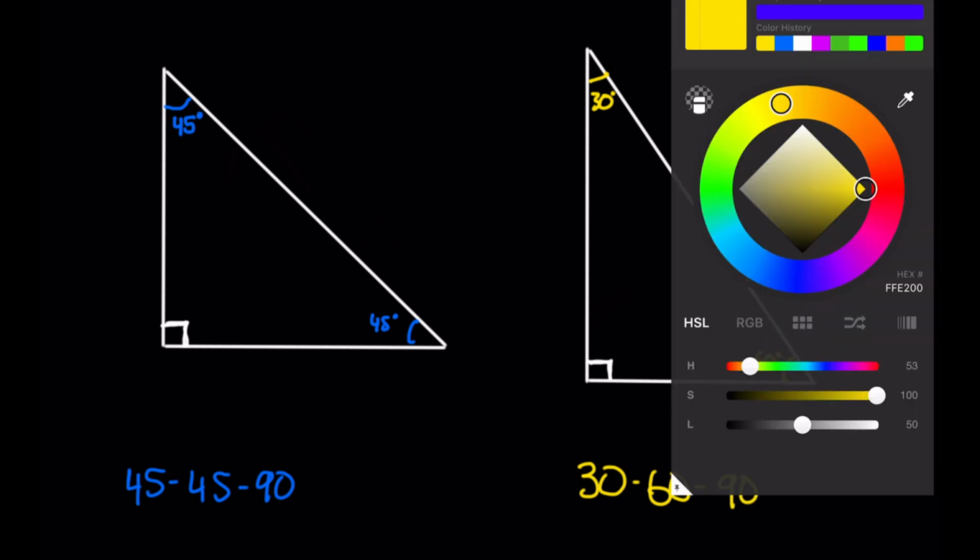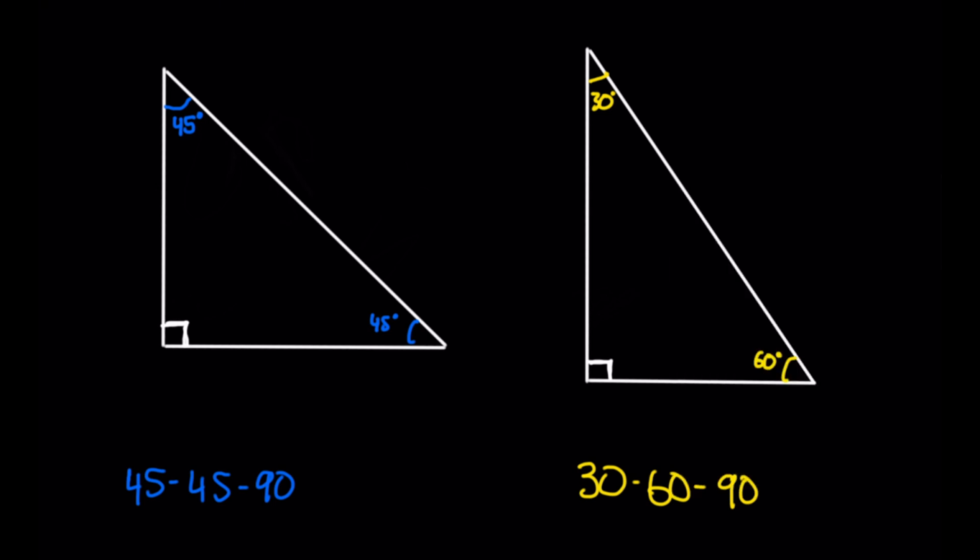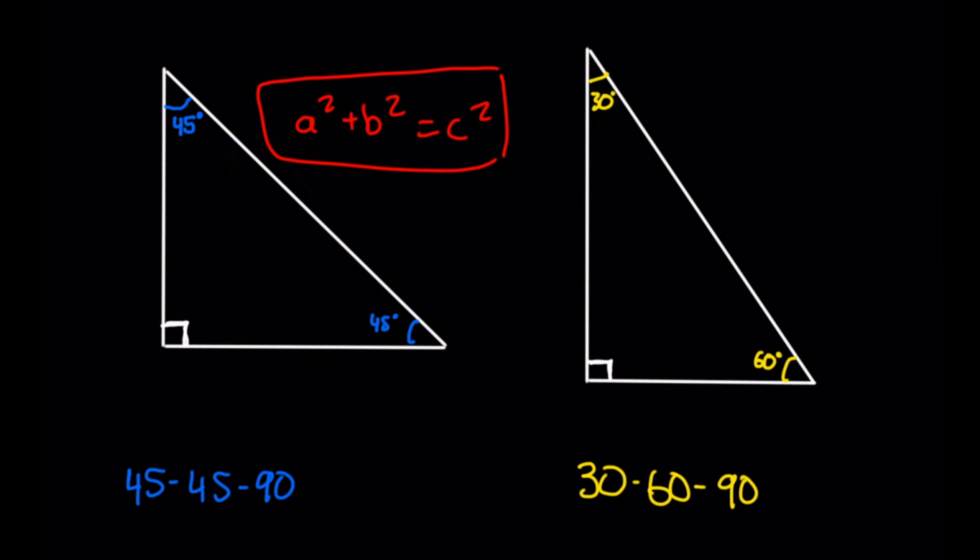The reason why it's called special right triangles is because of its angle measures, we have a special way to solve them instead of using the Pythagorean theorem. Of course, we can use it, but this is another way. And again, as a refresher, the Pythagorean theorem is a squared plus b squared equals c squared. We're probably not going to use it in this video.